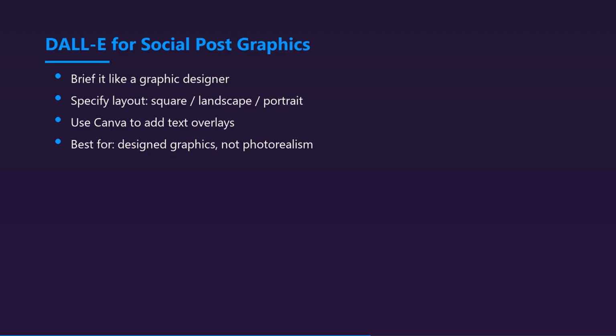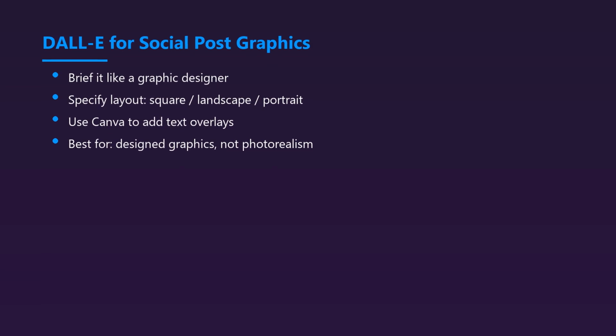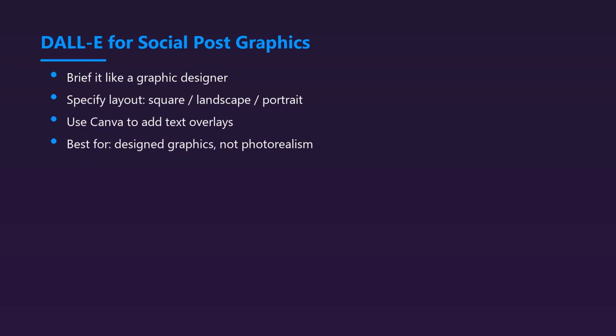Next, social media post graphics. For this category, I consistently reach for DALL-E through ChatGPT, and here's why. DALL-E is the best of the current tools at following very specific layout instructions. When I need text placement, a specific color palette, or a designed graphic rather than a photorealistic image, DALL-E gives me more control over the composition.